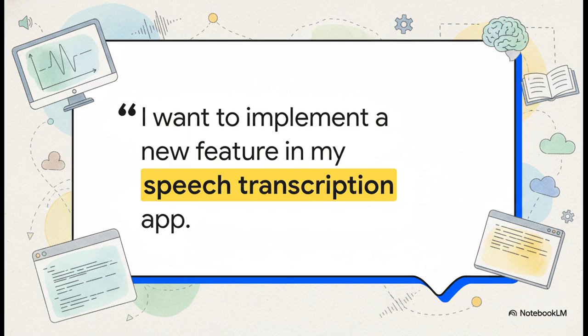We've all been there, right? You type something like this into an AI. For a person, this makes sense. But for an AI, it's incredibly vague. What feature? For what kind of user? Are there any technical limits? In the past, the AI would just have to take a wild guess.